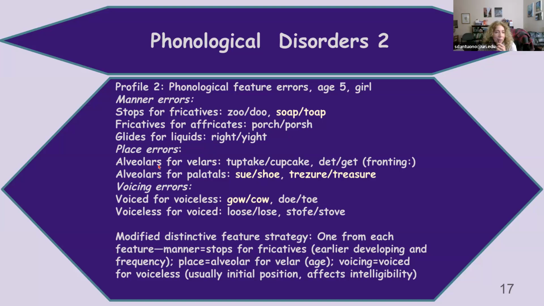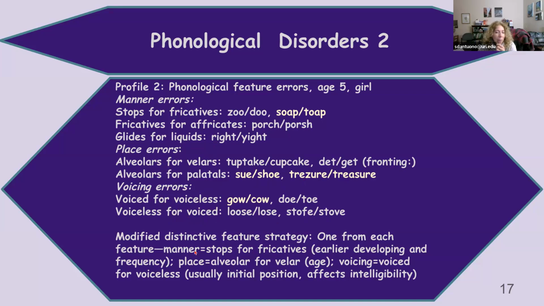And she also has errors in place. So she's saying tay instead of cupcake, and det for forget, a fronting error. Alveolars for palatals, so instead of shoe, she's saying sue. Instead of treasure, she's saying trezure. And voiced for voiceless, like gow for cow, doe for toe. And then there's also voiceless for voiced, loose for lose, stove for stove.